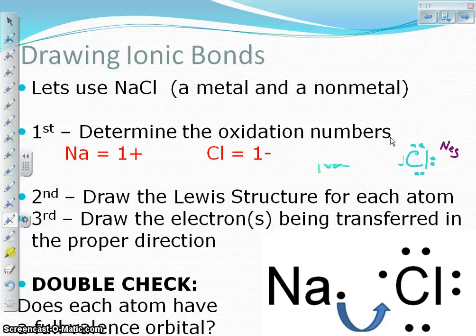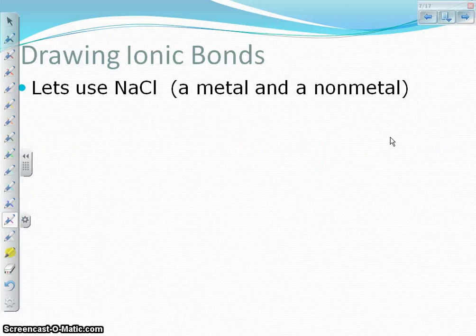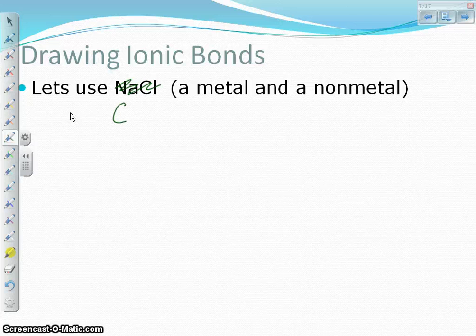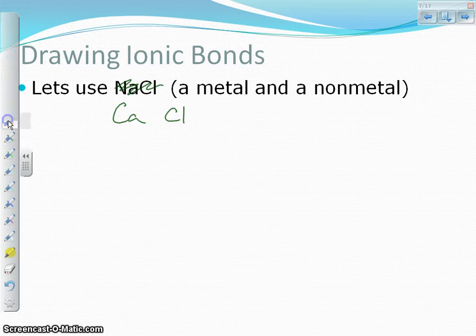All right. So let's go ahead and try out a couple more of those. NaCl was our really simple one. But let's go through and try out something like, forget NaCl, CaCl. Okay. So for CaCl, the first thing we want to do is find the oxidation numbers. So I know my calcium happens to be a +2, and my chlorine happens to be a -1.